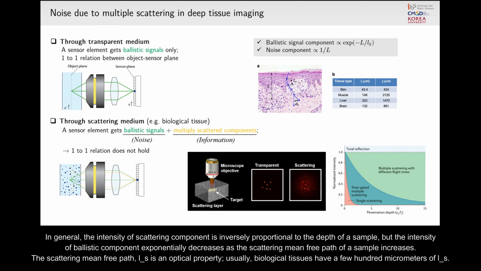In general, the intensity of the scattering component is inversely proportional to the depth of a sample, but the intensity of the ballistic component exponentially decreases as the scattering mean free path of a sample increases. The scattering mean free path, L_s, is an optical property. Usually, biological tissues have a few hundred micrometers of L_s.